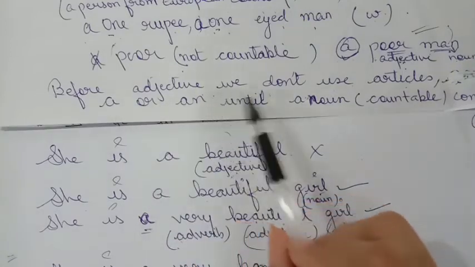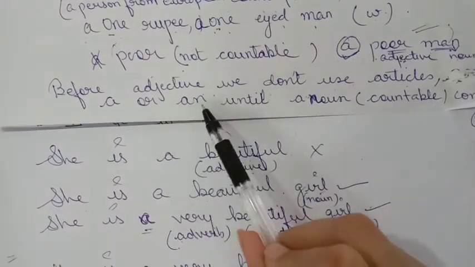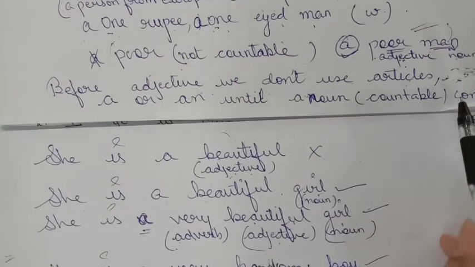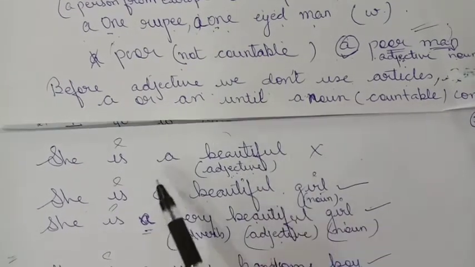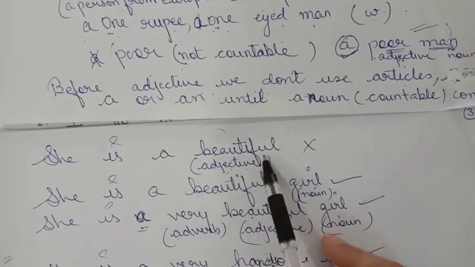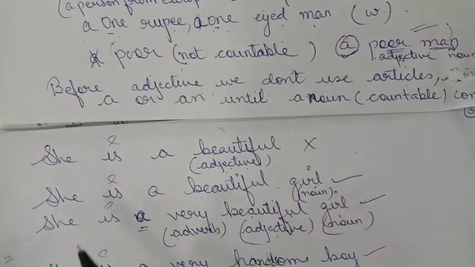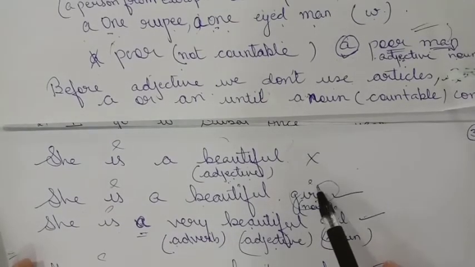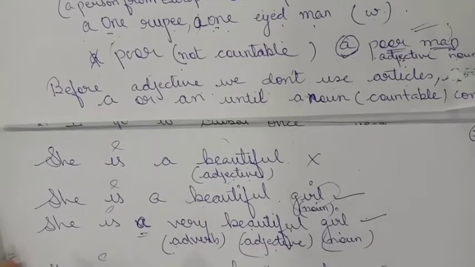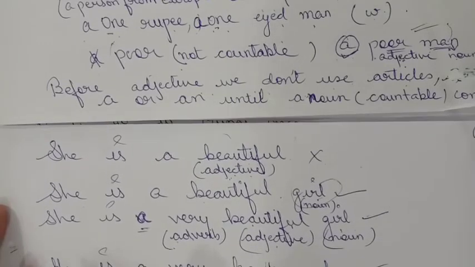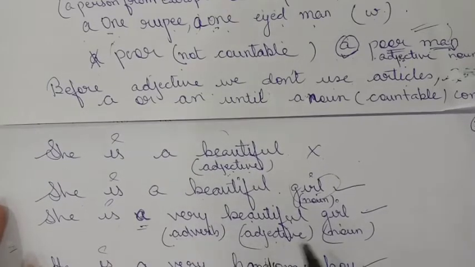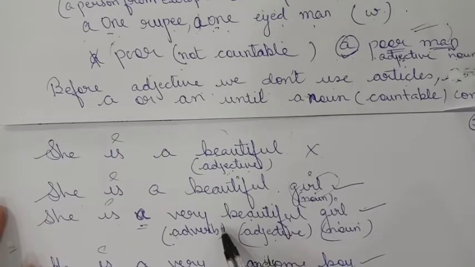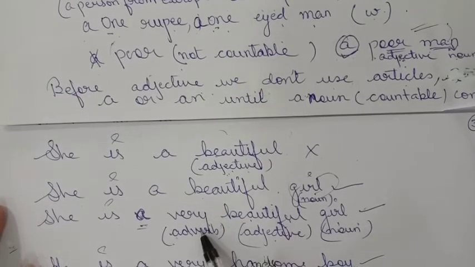Before an adjective we don't use articles a or an until a noun which is countable also comes. This is your adjective. You cannot use a here. You cannot count beautiful. Can you count? No. So if you're writing she is a beautiful girl, now this is countable. Here you can place a. Then she is a very beautiful girl. This is also correct because this very is adding more meaning. This is your adverb.